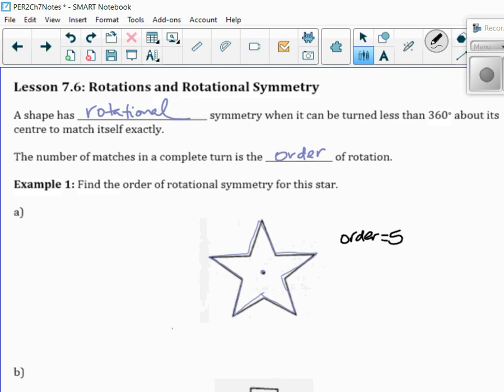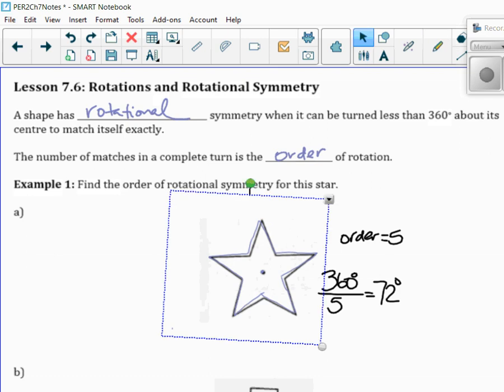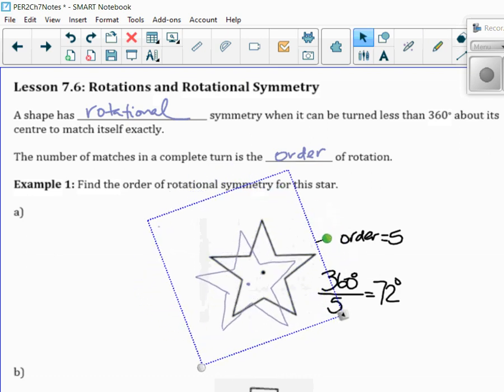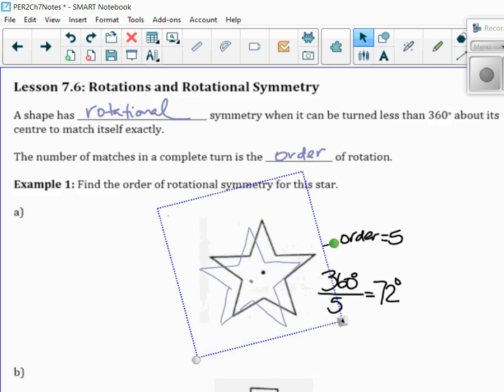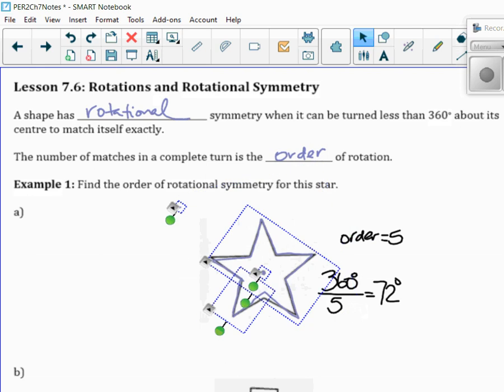And if I want to know how many degrees that is for each turn, I would take 360 degrees. That comes from a circle: if I rotate it all the way around, it's 360 degrees. And then I divide it by 5, I get 72 degrees, which means one of these turns means I rotated it 72 degrees to get to that next point right there. So that was a rotate of 72 degrees.